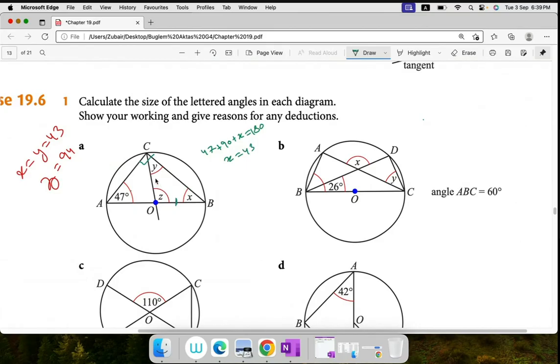And now I know these two are isosceles. If this is 43, this is also 43. Subtract both of these from 180, you get z. Same way, this is 90. This is 90.